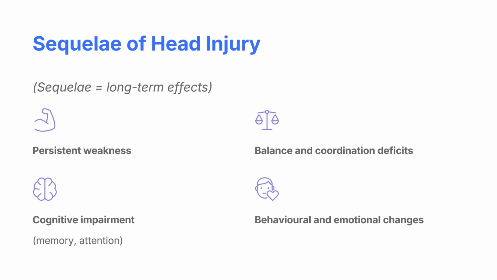So let us understand the sequelae of the head injury. That is, the long-term effects include persistent weakness, balance and coordination deficit, cognitive impairment, and behavioral changes. The rehab program is long-term and multidisciplinary. That means everyone should be engaged in treating the patient. So physiotherapy should begin immediately post-operation. That is what is needed.